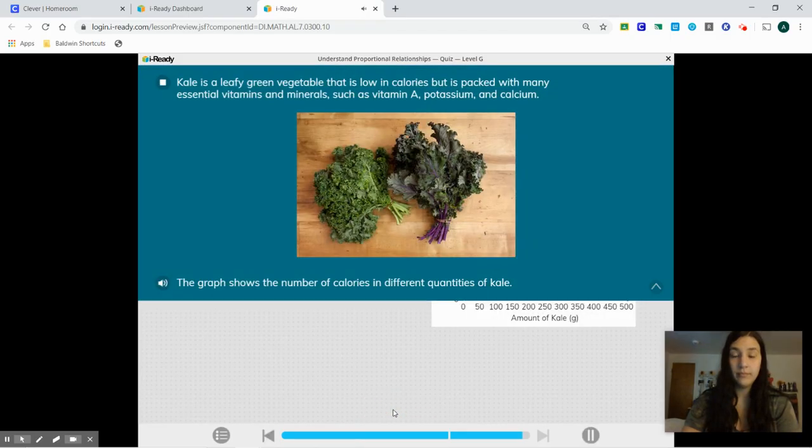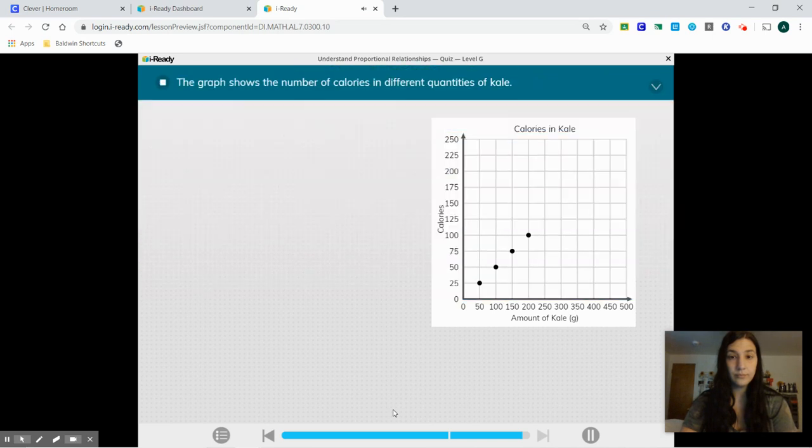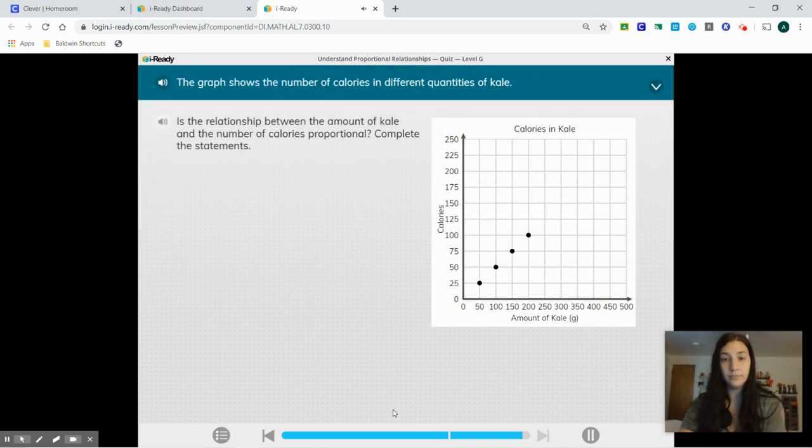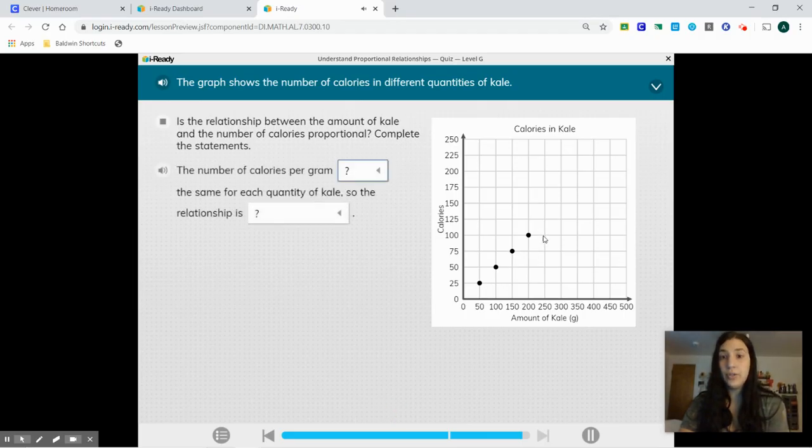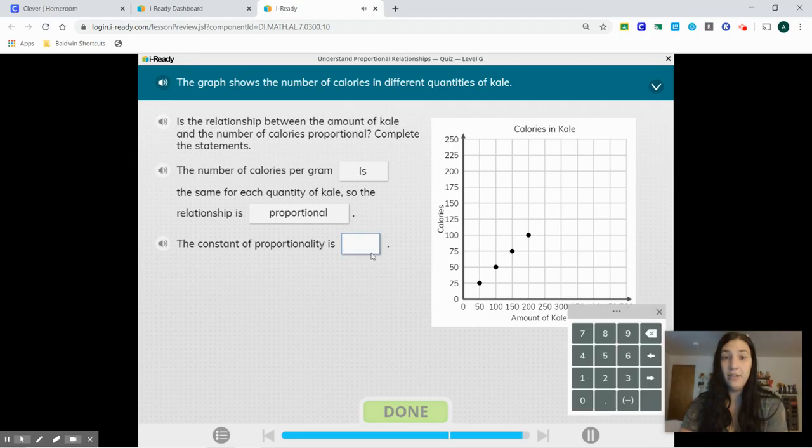Kale is a leafy green vegetable that is low in calories but is packed with many essential vitamins and minerals, such as vitamin A, potassium, and calcium. The graph shows the number of calories in different quantities of kale. Is the relationship between the amount of kale and the number of calories proportional? Straight line through the origin. So yes, it is a proportional relationship. Complete the statements. And we know we have 25 divided by 50, which will give us 1/2 or 0.5.